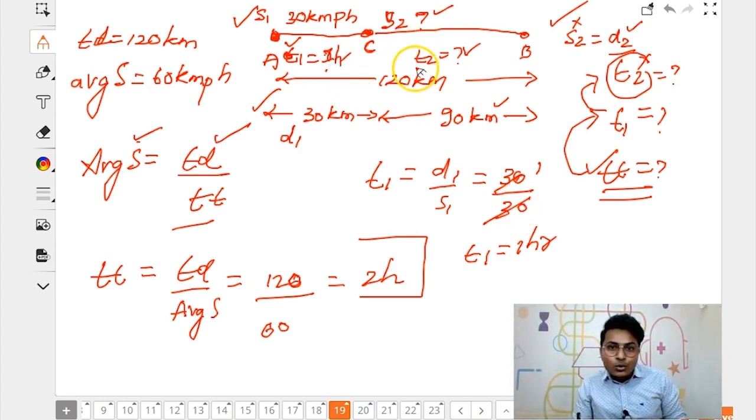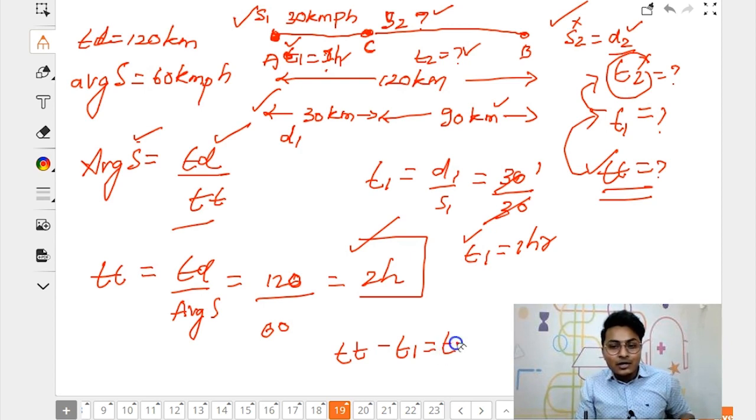So what is this T2? Now it becomes simple, right? Total time we know, T1 we know, correct? So what we need to do right now is just subtract T1 from total time to get T2, correct?